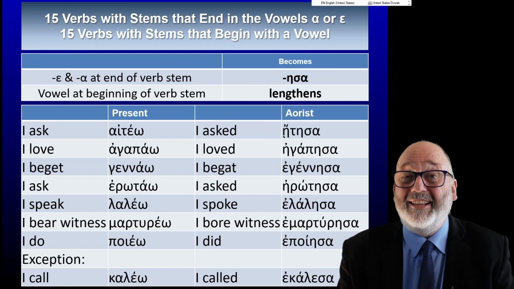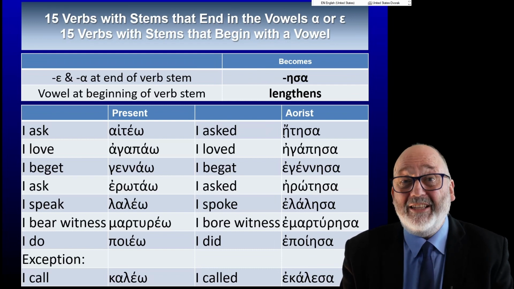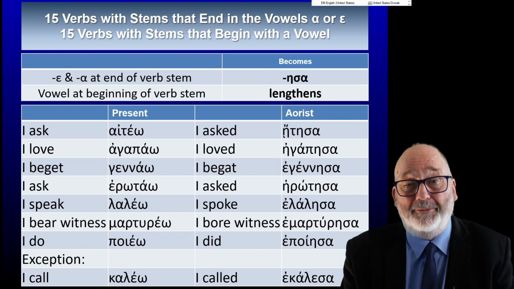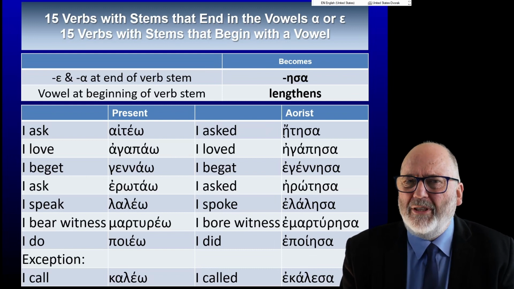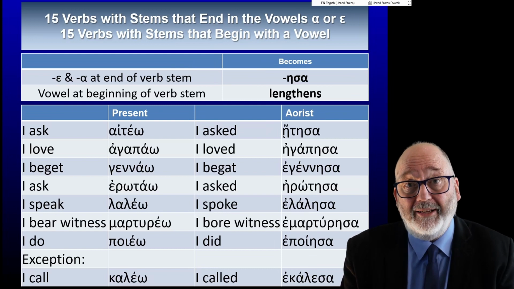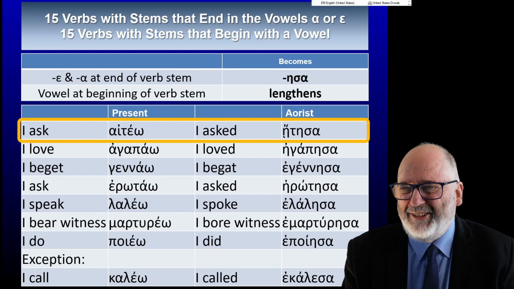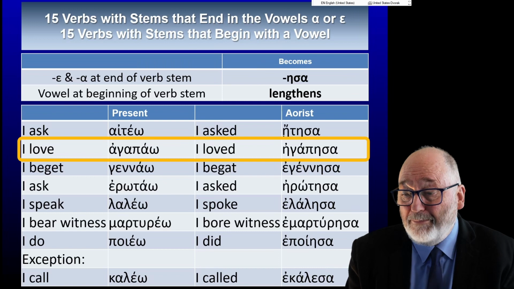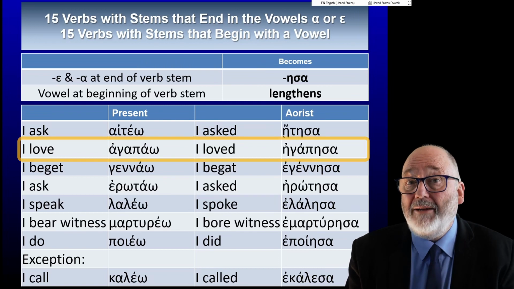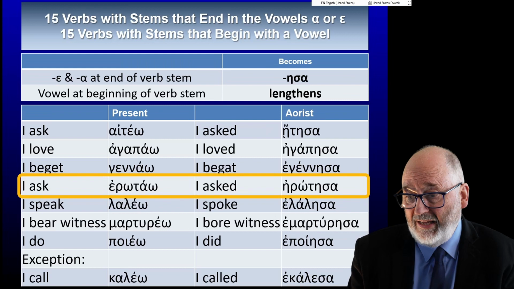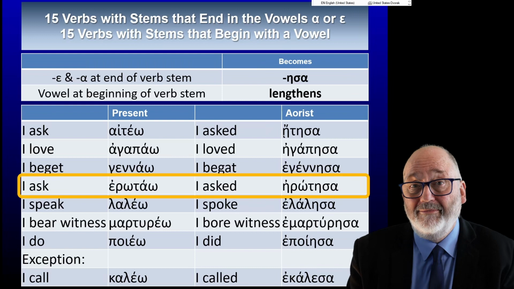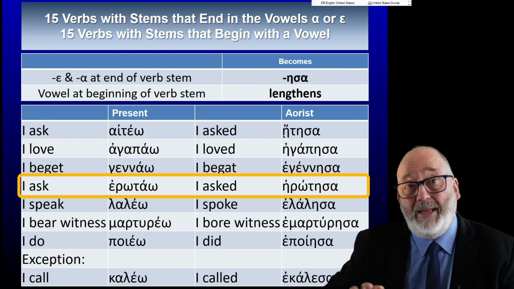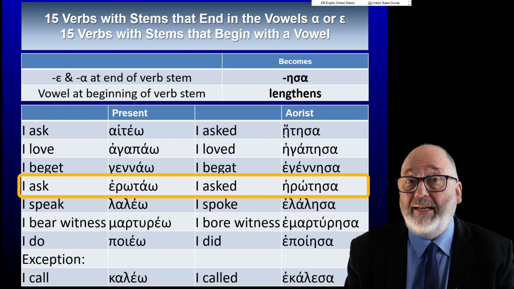Now the verbs we skipped over have something else happening. Not only was something happening at the end of the verb stem, at the beginning of the verb stem these verbs have a vowel. I guess the summing up of what happens with that vowel is it becomes lengthened. Let's look at the examples again. We'll come back to aiteo. There's an extra little bit on aiteo. So we have agapao becomes egapesa. We have erotao becomes erotesa. So the epsilon and alpha lengthen, and the vowel at the beginning lengthens.